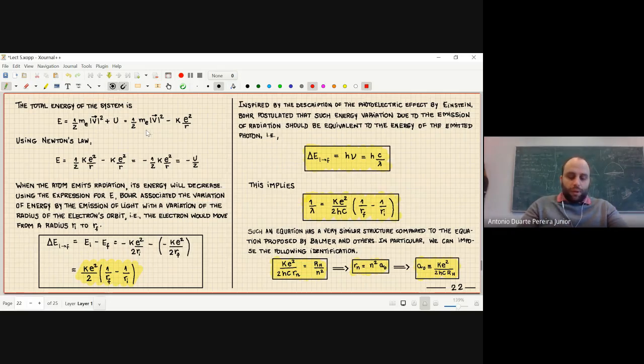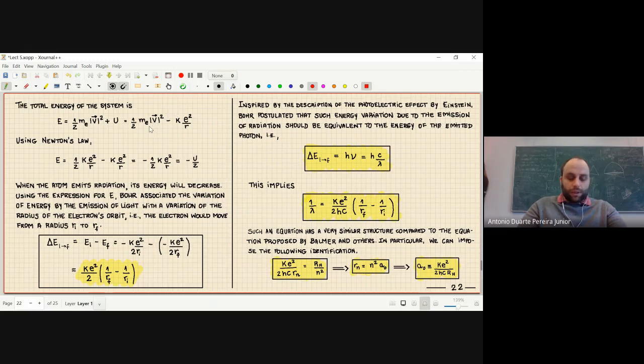So if you now write the expression for the kinetic energy of the electron, this will be 1/2 mass of the electron times the speed squared. This is the expression for the kinetic energy, okay? Plus the potential energy, the expression for the electric potential energy that I just explained to you one slide before, which is minus k e squared divided by r, okay? So this is the total energy of the system.